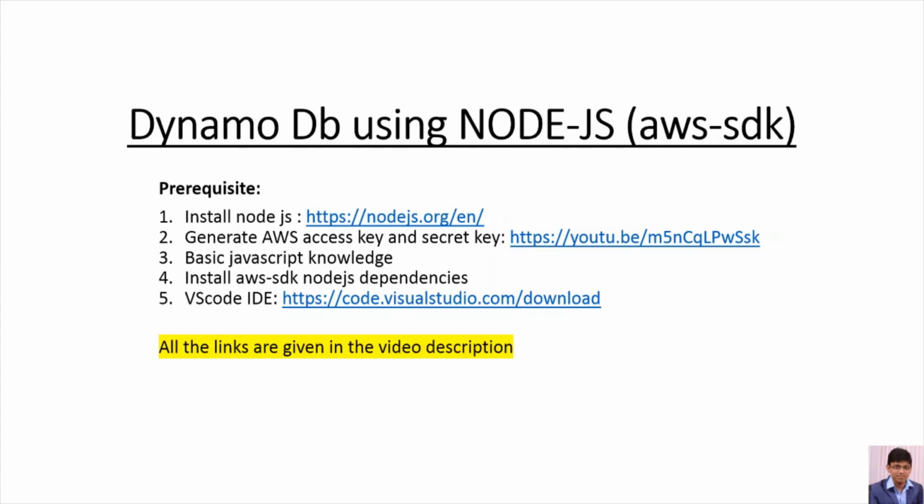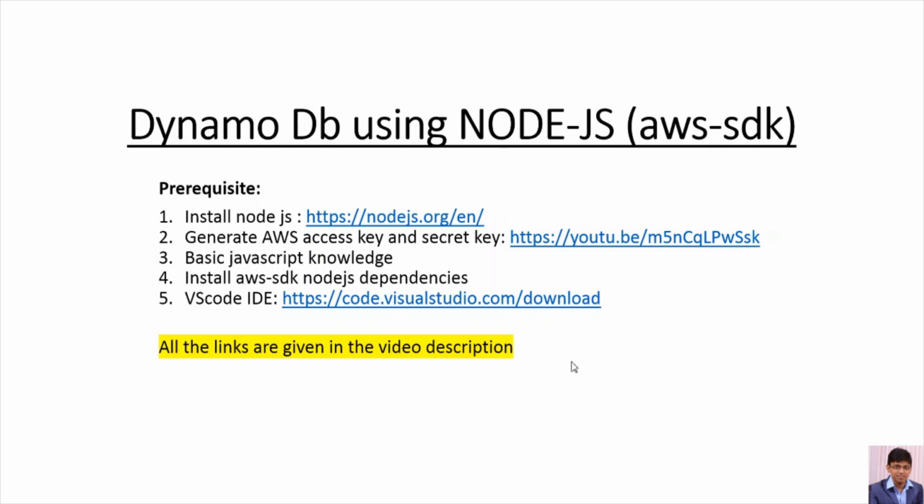Hi, in this demo, I will be showing how to create a DynamoDB from AWS CLI and how to use the DynamoDB and access the files using Node.js AWS SDK. So for this, we need to install Node.js first and create an AWS access key and secret key.